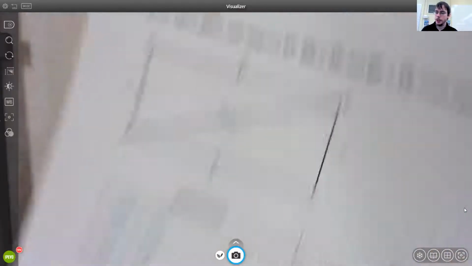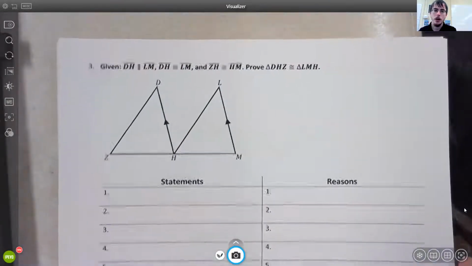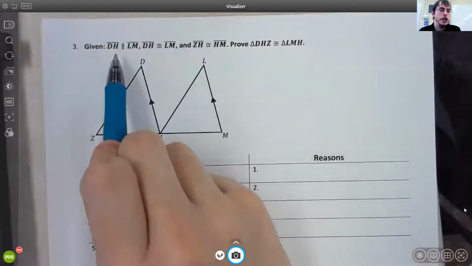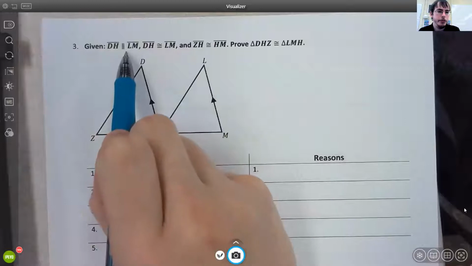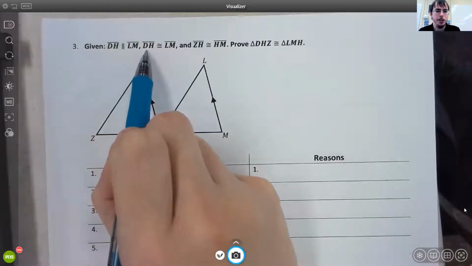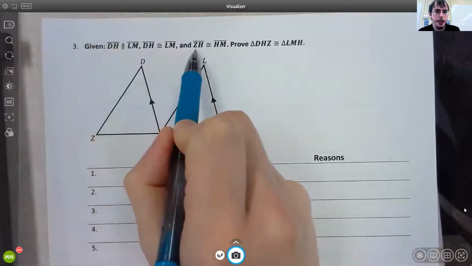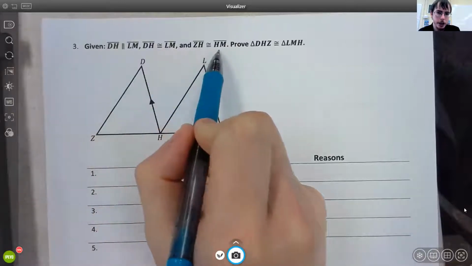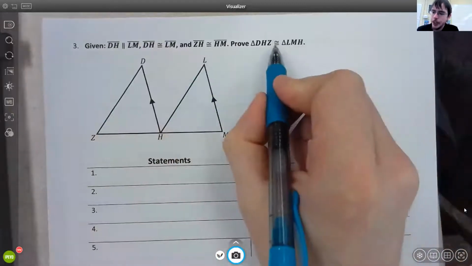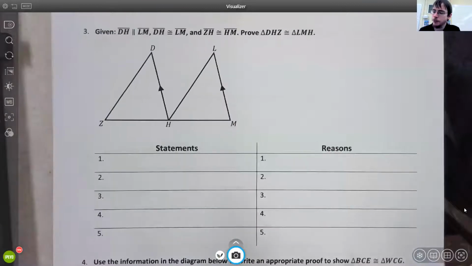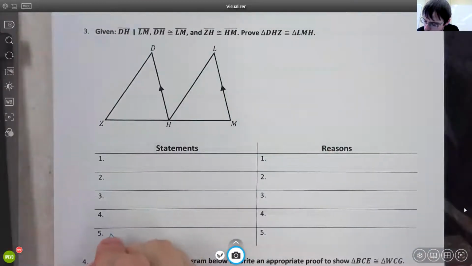All right, next up, number 3. Given line segment DH is parallel to line segment LM, line segment DH is congruent to line segment LM, and line segment ZH is congruent to line segment HM, prove triangle DHZ is congruent to triangle LMH. So we're trying to prove this is true, so this will be our last statement.